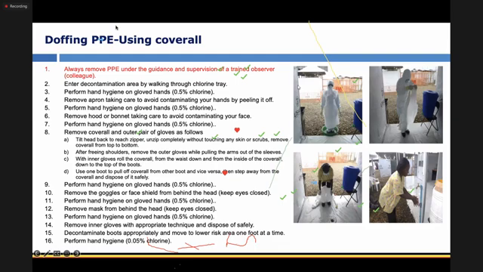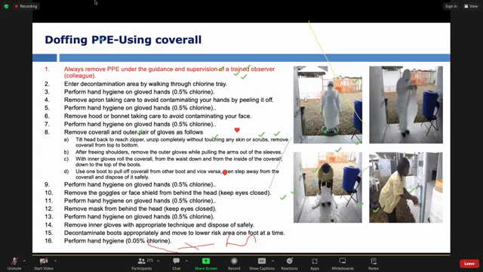And also ensure that you pull the arms out of the sleeves with the inner gloves. Roll over the cover from the waist down, and from inside the cover roll down to the top of the boots. And also something very key is that you use one boot to pull off the cover from the other boot.